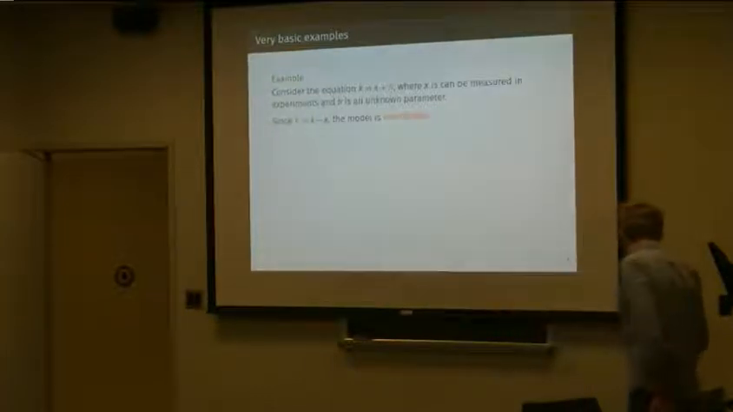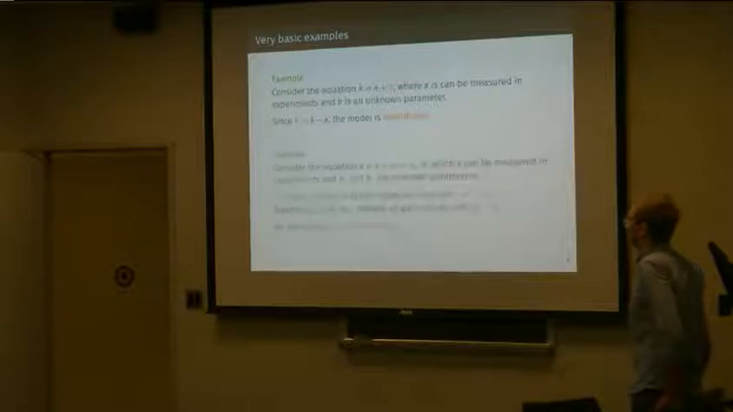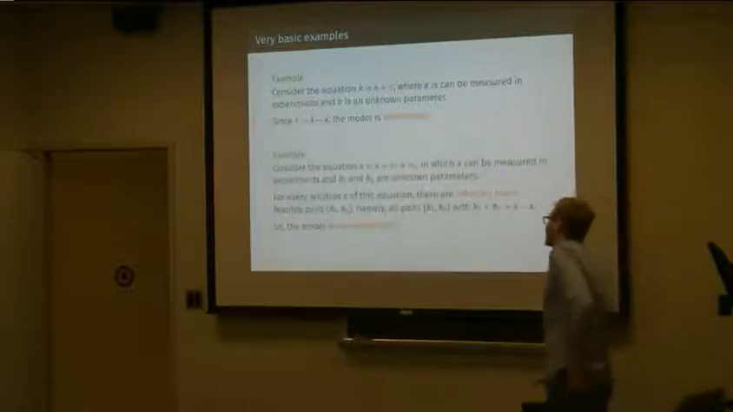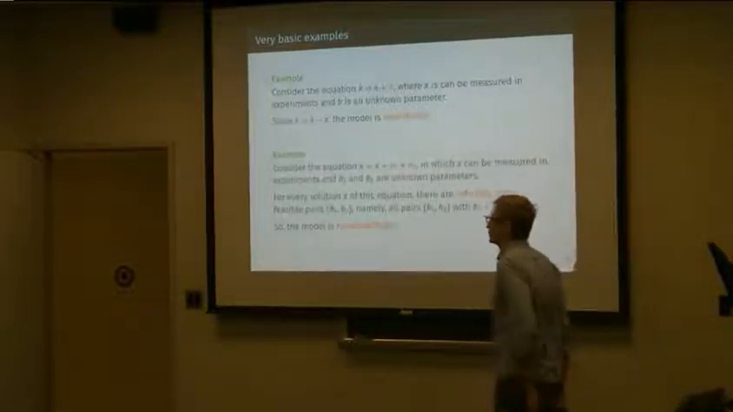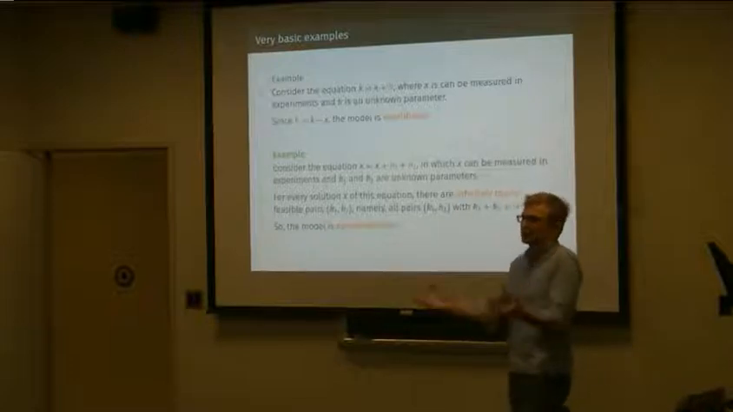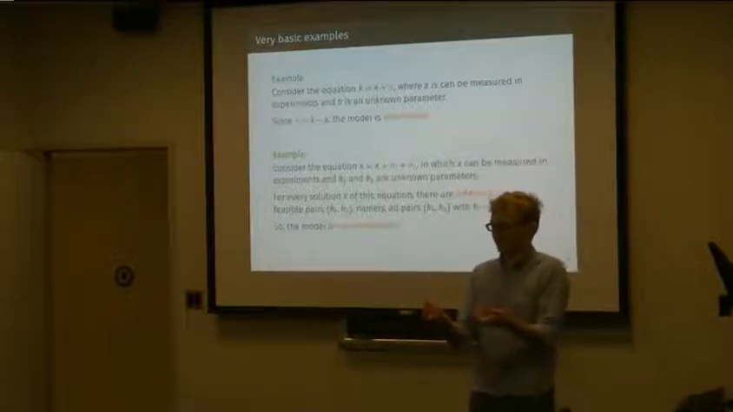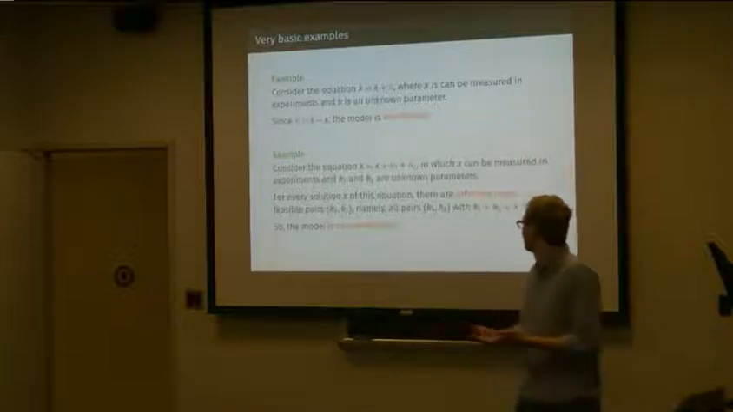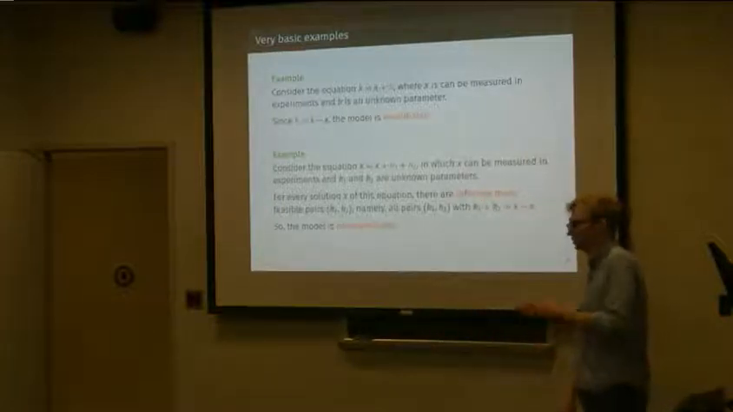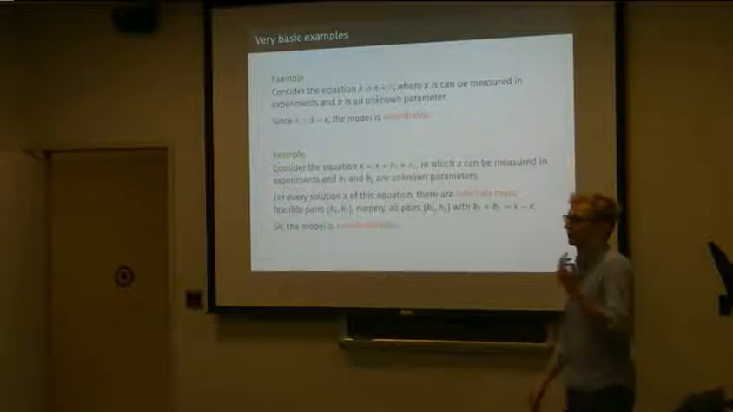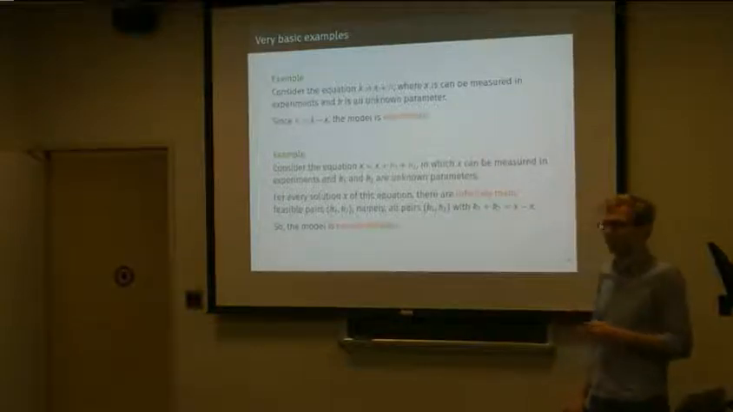And to have an example of a model that is not identifiable, it's a bit stupid, but if your k is actually a sum of two different k's, then you cannot distinguish between them. This is just because there are infinitely many possibilities. So I will give a formal definition and more non-trivial examples later. Actually, our first example is much less trivial.